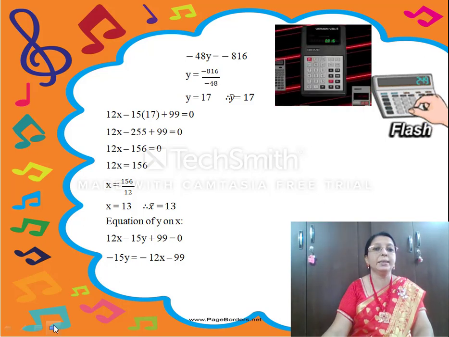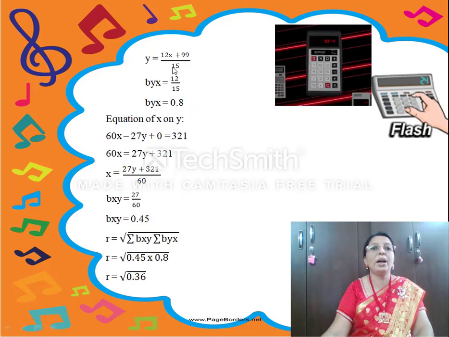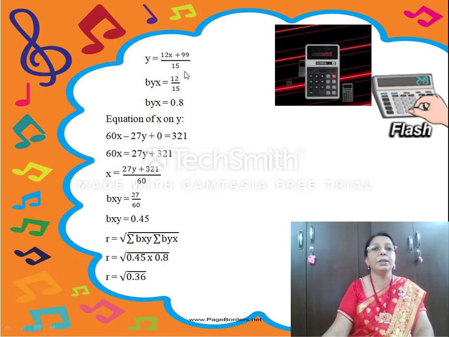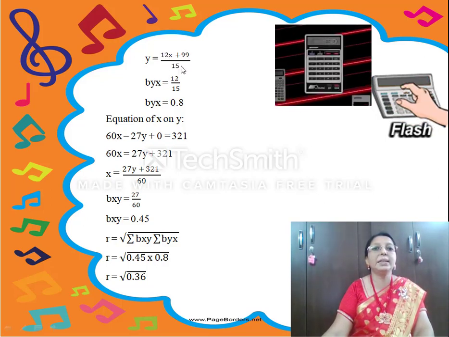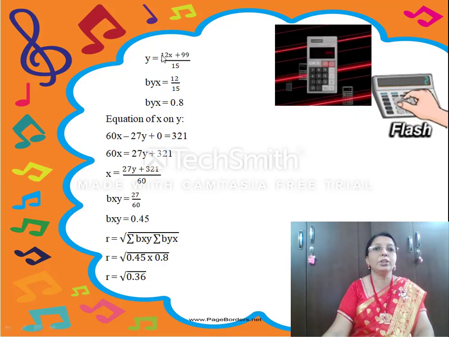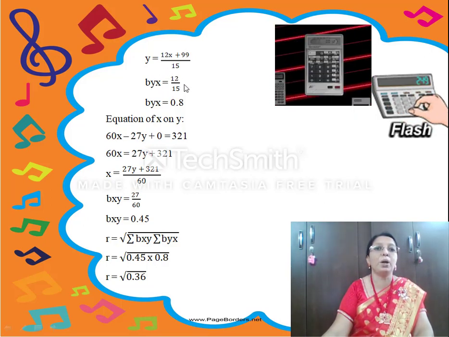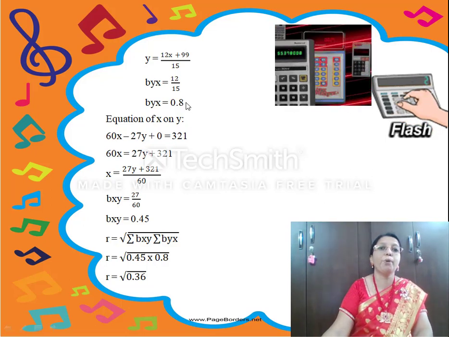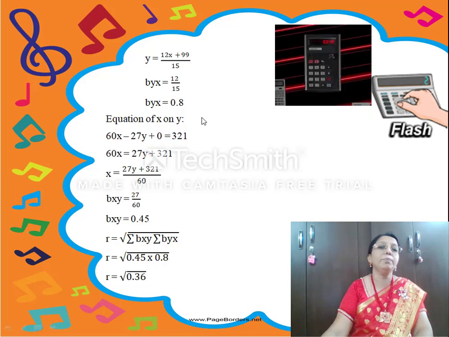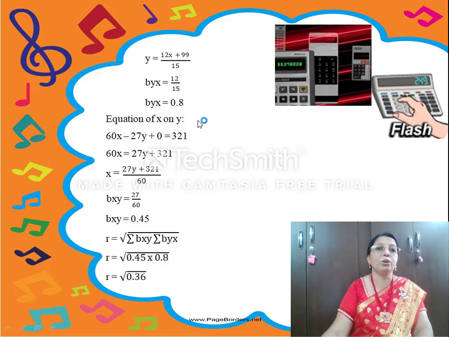So once this is done, further y is equal to (12x plus 99) by 15. Whatever value is attached to x, that becomes byx. So it is 12 by 15, that is byx. Byx is 0.8. Now, the second equation I have to assume as x on y.